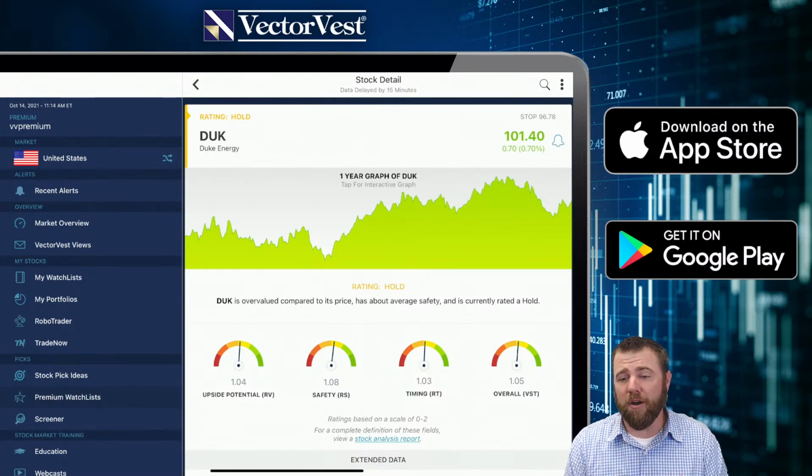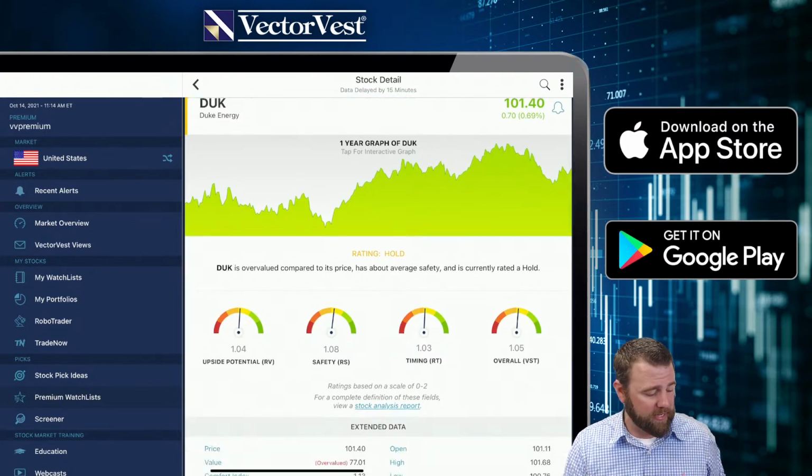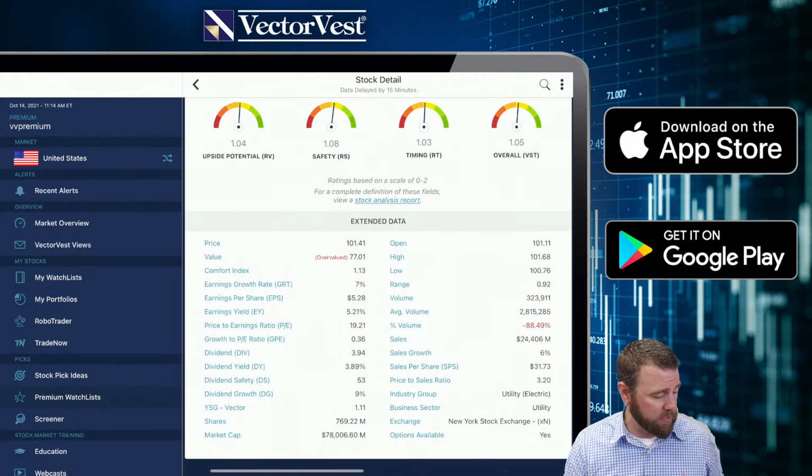You need to see that RT pick up to at least a level of 1.1 or higher before I'd really start getting interested in jumping on board. Now, one of the things is Duke Energy most likely has some sort of a dividend. If we come down here, take a look. Dividend $3.94 a year. So dividend yield about 4%. Decent dividend to help you offset some of these sideways moves.